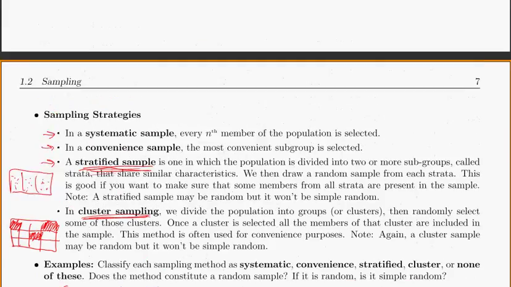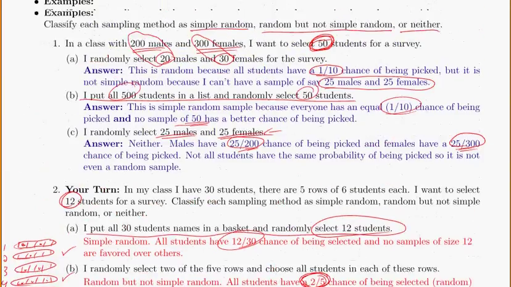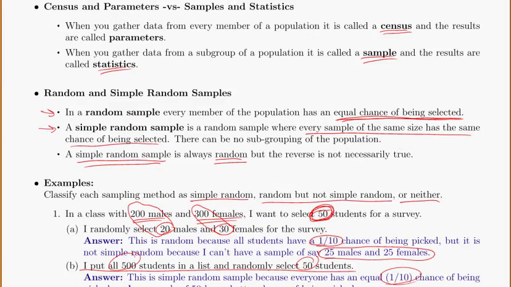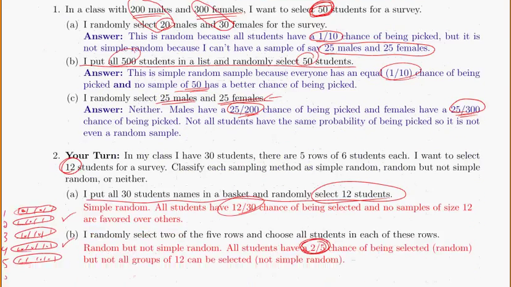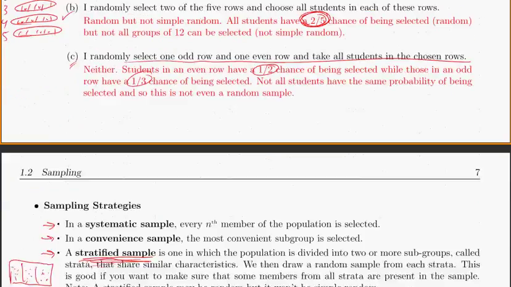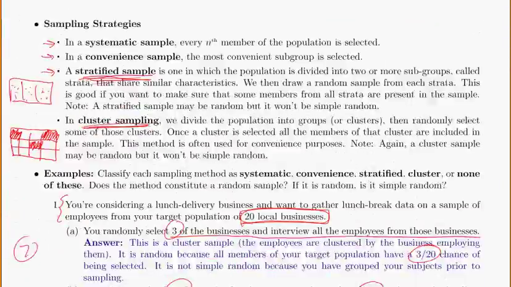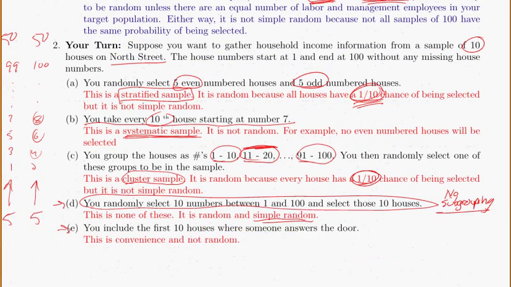The other tricky part in this chapter is differentiating between random, where every member of the population has an equal chance of being selected, versus simple random, which is even a better kind of random, right? There can't be any subgrouping or categorizing of your sample. You can have no restrictions on your sample. So those are the two trickiest parts, random versus simple random, and stratified versus cluster. Aside from that, it's pretty straightforward.